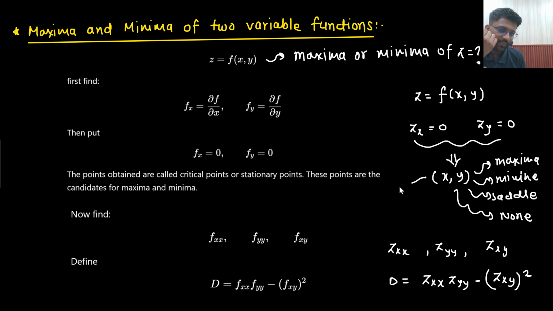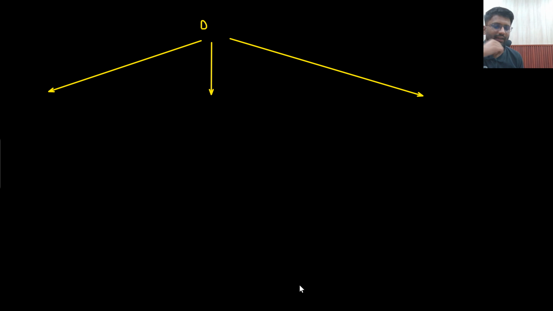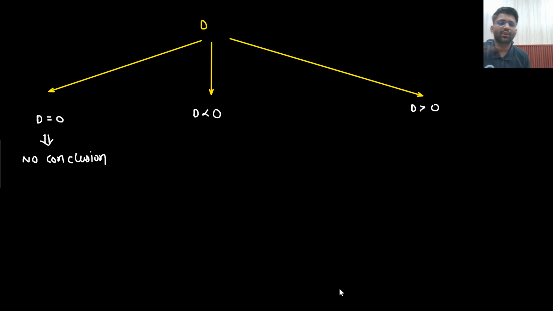Now this value I will put here, and this value I will put here. Whatever values I got, I will put in the expression of d. Now based on the value of d, I will make some conclusion: if d is equal to 0, if d is less than 0, and if d is greater than 0. If d is equal to 0, no conclusion. Basically this question will not even be asked in your examination, that d equals 0.